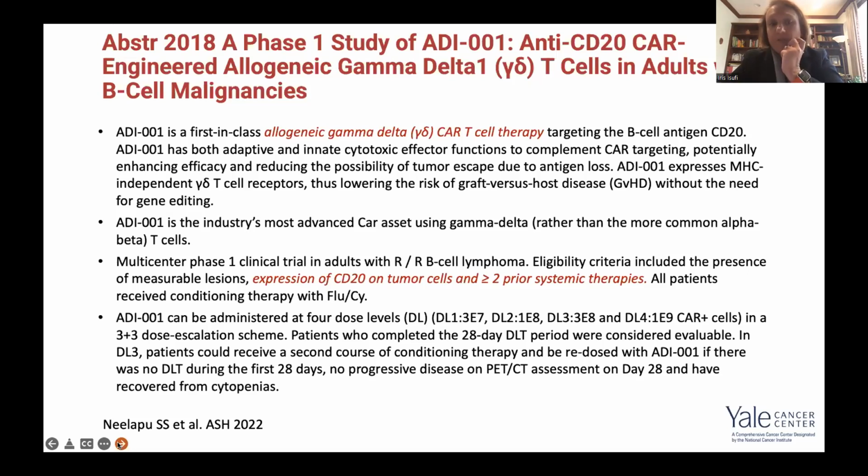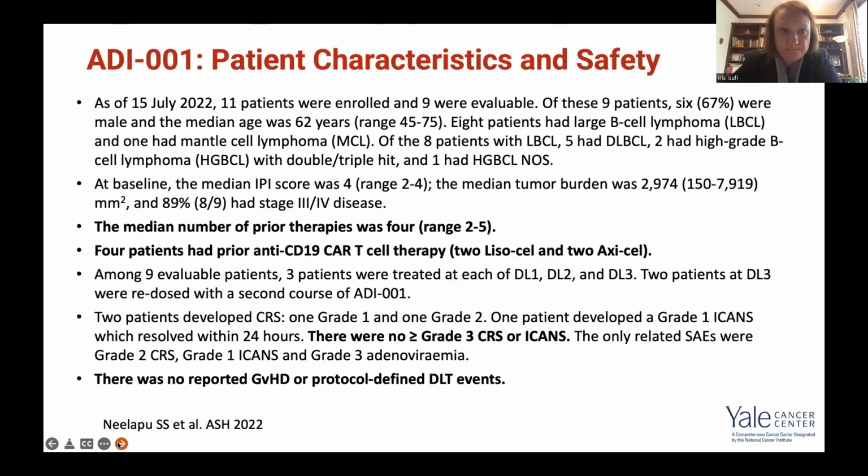And they presented the multi-center phase 1 trial for relapsed refractory B-cell lymphoma. Patients had to have CD20 expression on their tumor cells. They had to have received at least 2 prior lines of therapy. And at ASH, they presented the data for their first dose cohorts in a 3x3 dose escalation scheme. And in dose level 3, they did allow patients to be redosed a week later without any additional lymphodepleting chemotherapy.